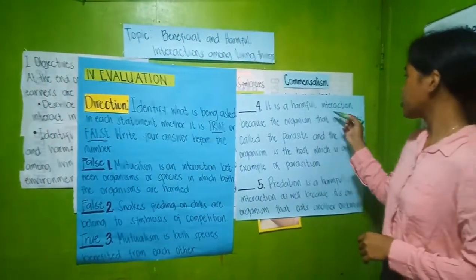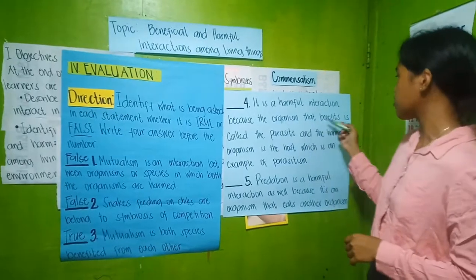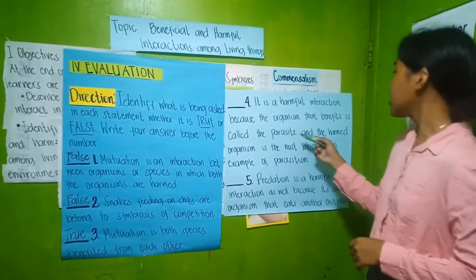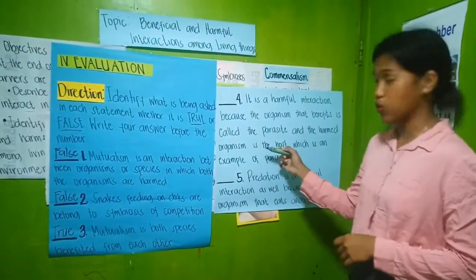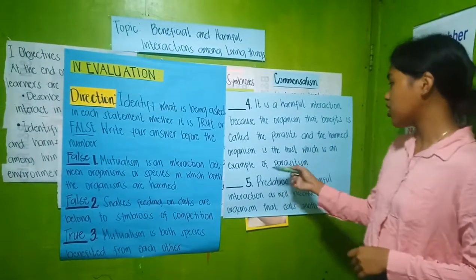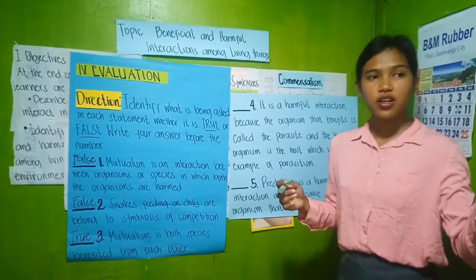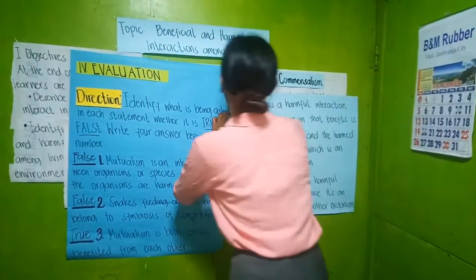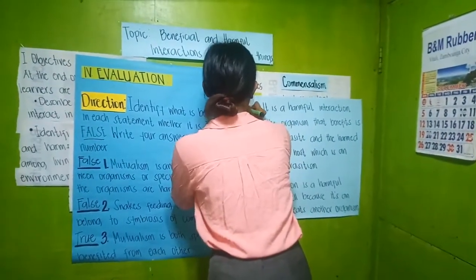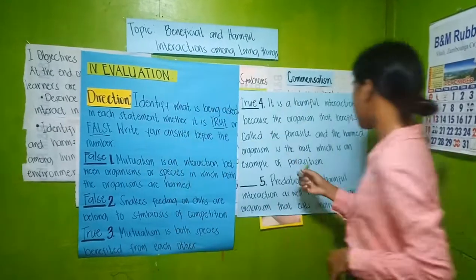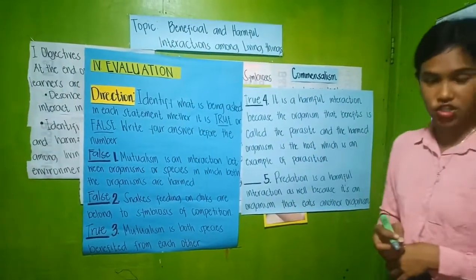Okay. Number 4. It is a harmful interaction because the organism that benefits is called the parasite and the harmed organism is the host, which is an example of parasitism. Is it true or false? Yes, Bea? True, ma'am. Very good. The answer for this one is true. Yes, parasitism is a harmful interaction.